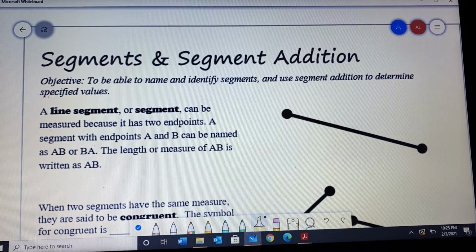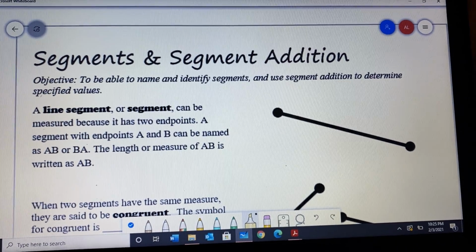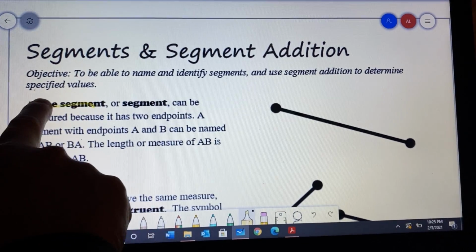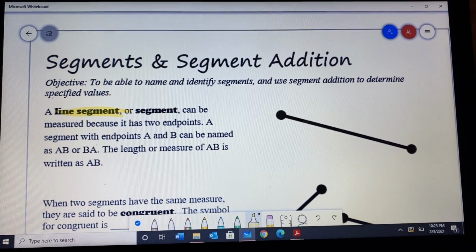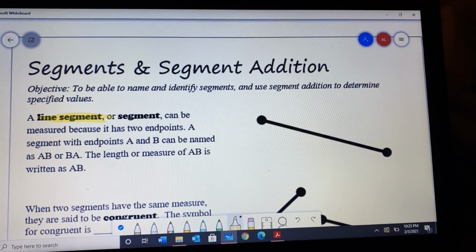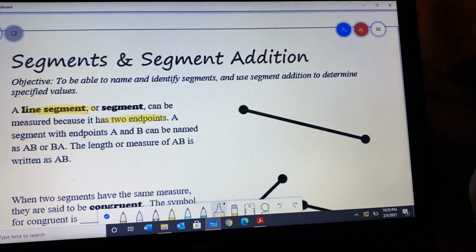Hey you guys, let's go over the guided notes for segment and segment addition. So, a line segment is different from a line because it's a piece of a line. And we can measure it because it has two endpoints.